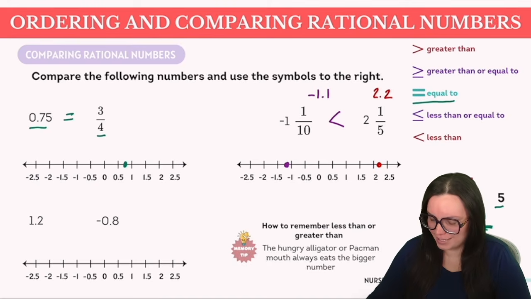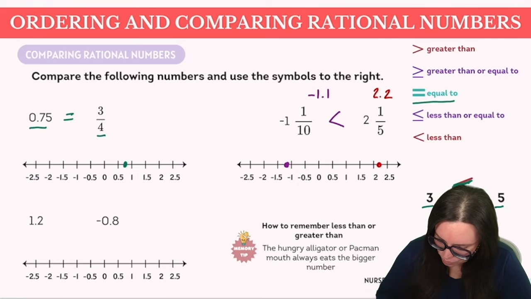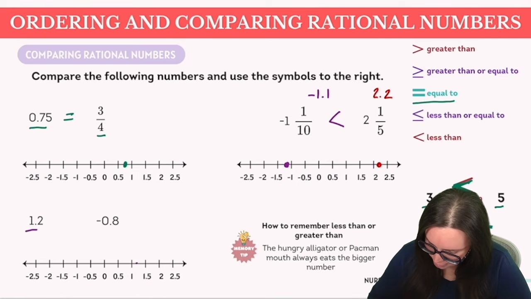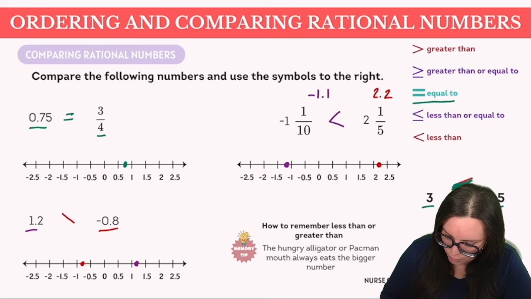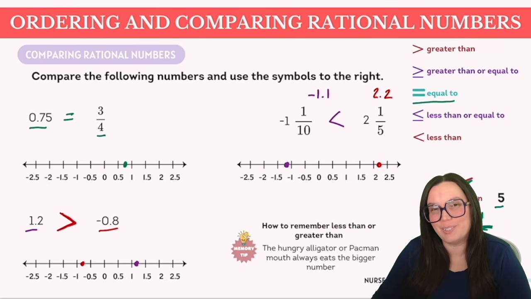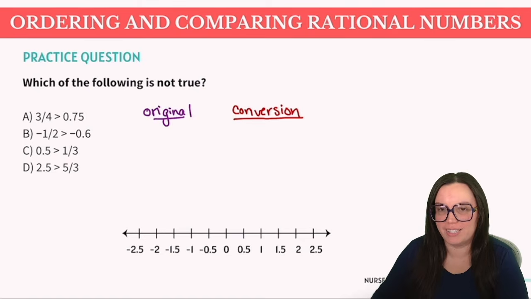Now looking at our last example, we have 1.2 and -0.8. So 1.2, we're going to plot her about right here. And -0.8 is going to go right about here. So is 1.2 greater than -0.8? Absolutely. So we're going to go ahead and use the greater than sign, as we know that 1.2 is greater than -0.8. So our question states, which of the following is not true?